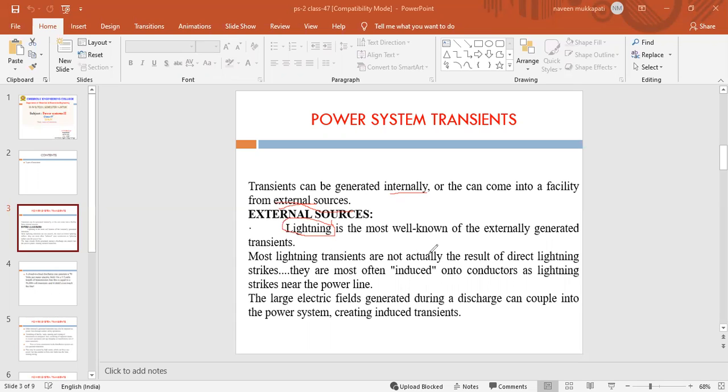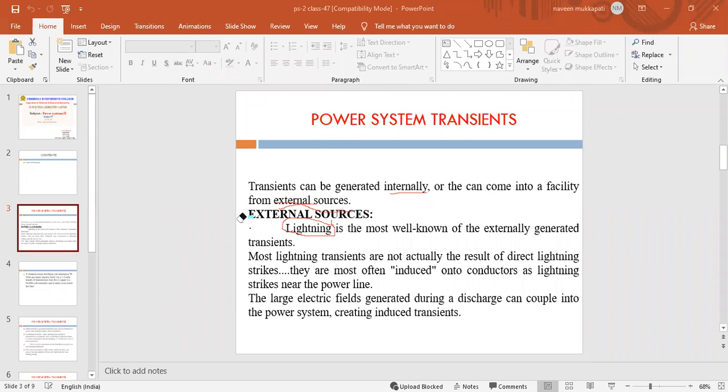Most lightning transients are not actually the result of direct lightning strikes. They are most often introduced on the conductors as induced effects. The large electric field generated during a discharge can couple into the power system, creating induced transients. Therefore the transients are obtained due to lightning strokes. That type of transient is called an external source transient.